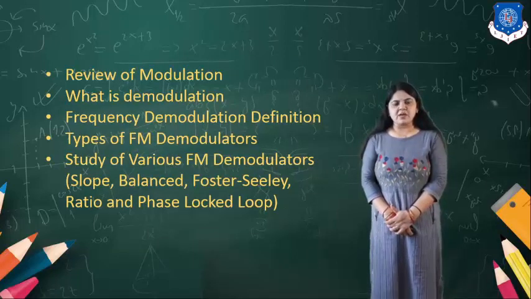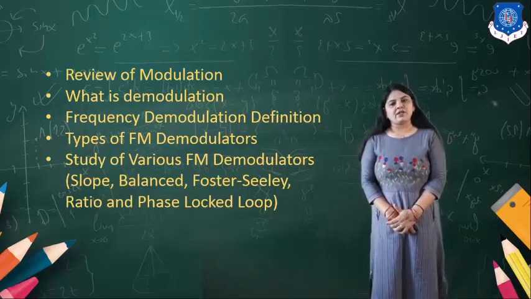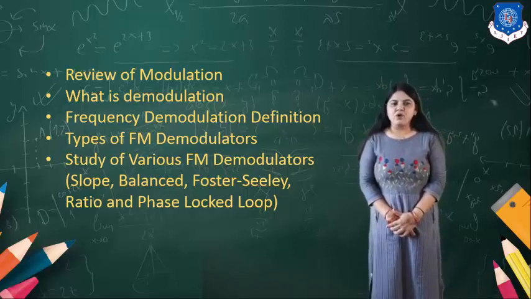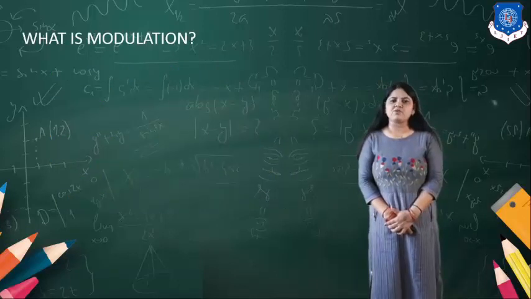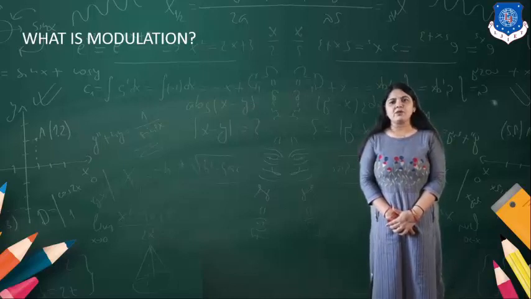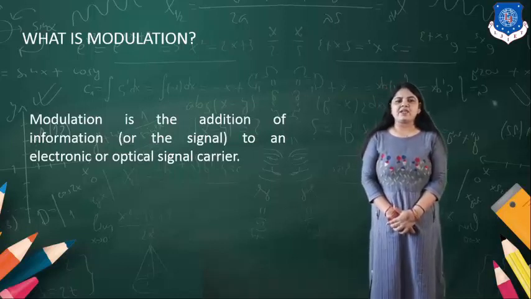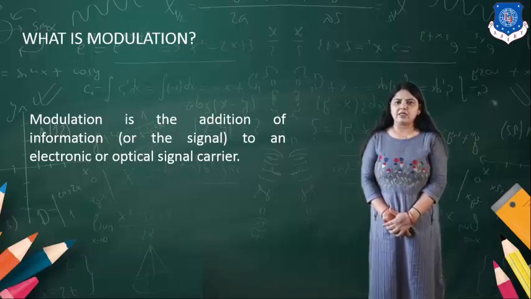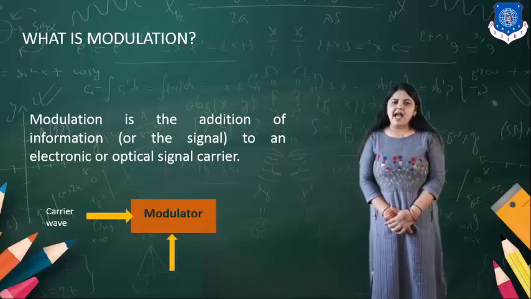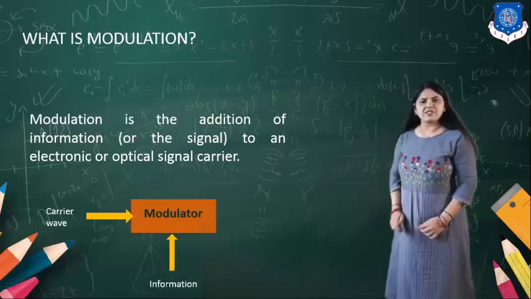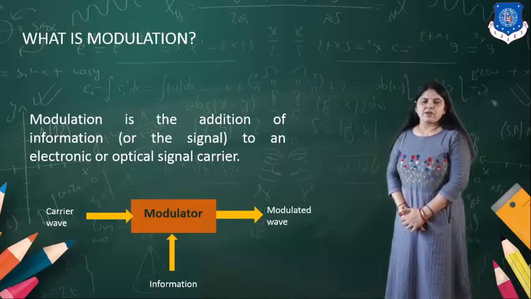We are going to study what demodulation is, the frequency demodulation definition, and the different kinds of FM demodulators. So, the very first question is, what is modulation? We know about modulation. Modulation is the addition of information to an electronic or optical signal carrier. The carrier wave and the information are applied to the modulator, which produces the output, the modulated wave.